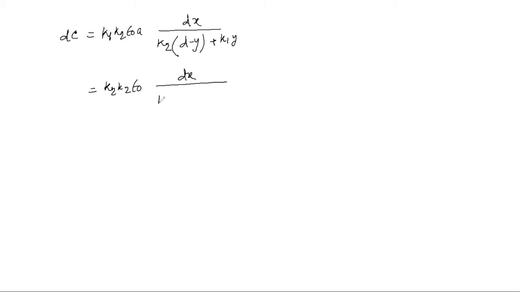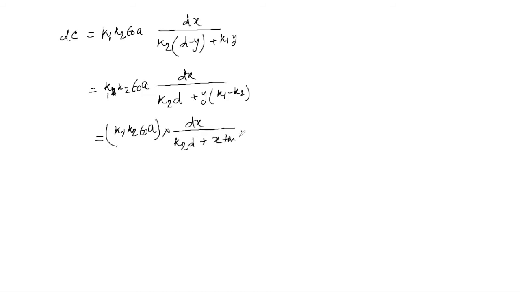Now just open up the bracket. So K2 D plus Y times K1 minus K2. Looks nice. So this is K1 K2 epsilon naught A dx divided by K2 D, that is constant, plus Y, which is basically X tan theta. Okay, right? So X tan theta times K1 minus K2.